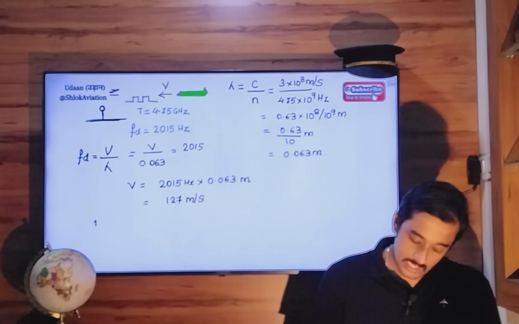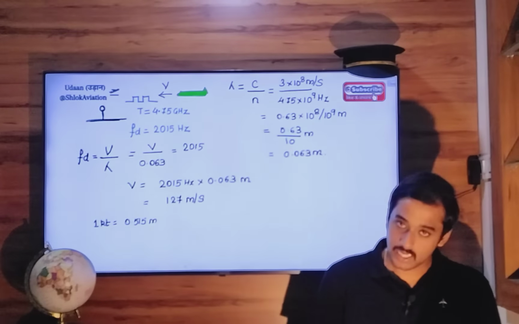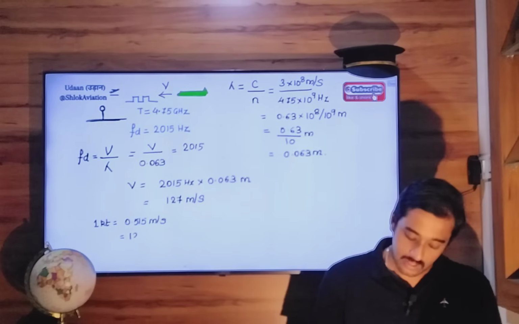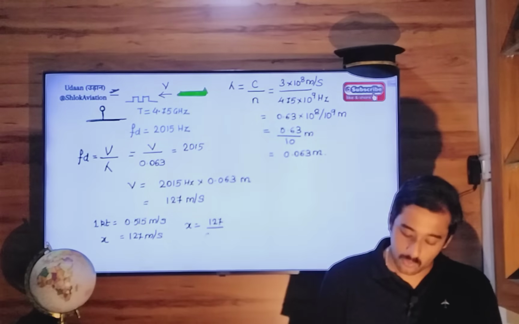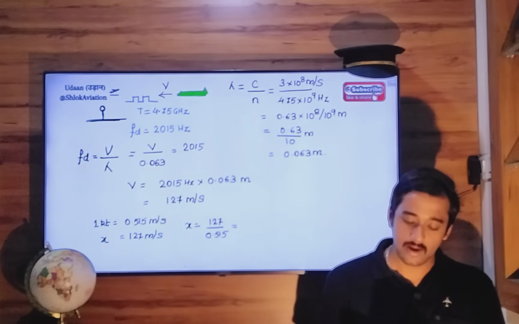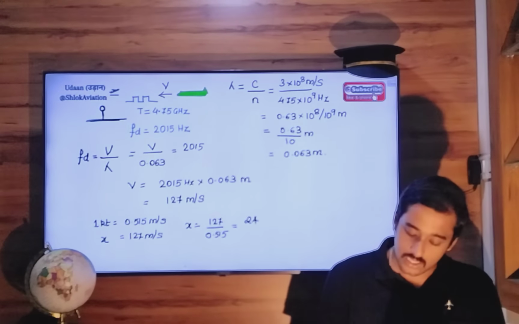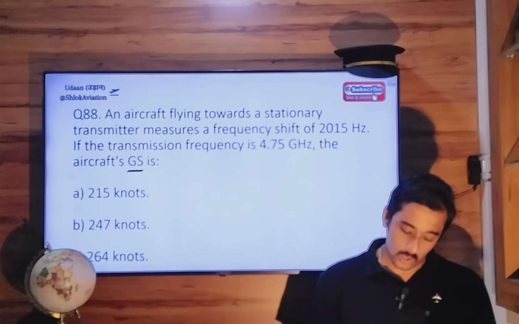Now 1 knot is equal to 0.515 meter per second. So 127 meter per second will be equal to how many knots? So 127 divided by 0.515 is 246 knots. So the correct option here is option Bravo.